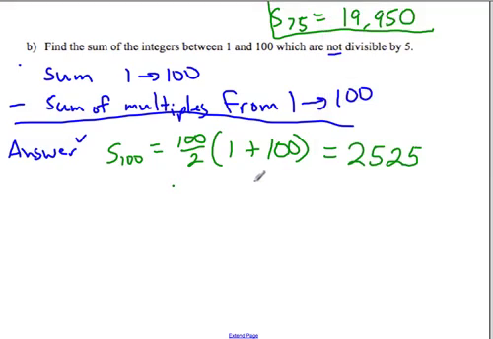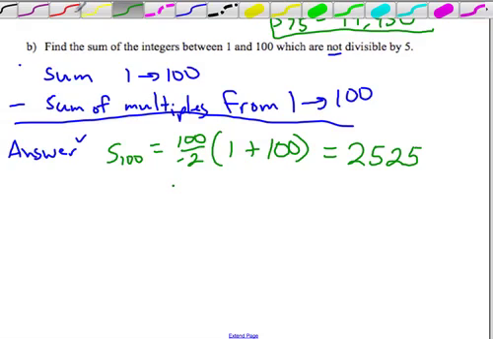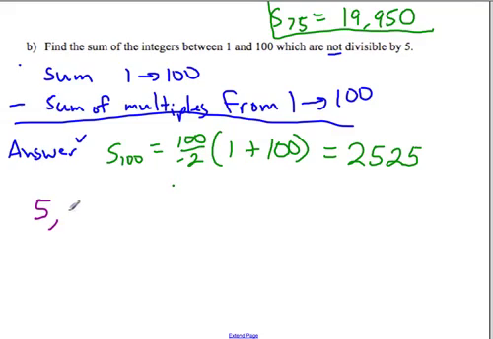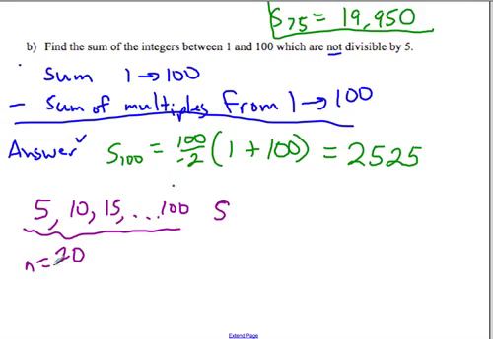And then we're going to get the sum of the multiples of 5 up to 100. So that's like 5, 10, 15, all the way up to 100. Now how many terms is that going to be? Altogether that's going to be 1/5 of all the numbers from 1 to 100, so it's going to be 20 terms. So n equals 20. So the sum of these 20 numbers is equal to 20 divided by 2 times 5 plus 100.